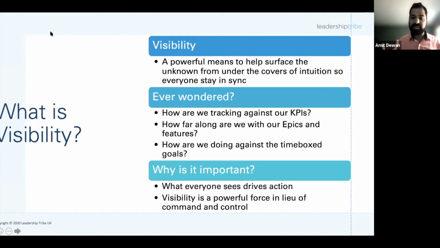So as a team, we're delivering one common goal. So again, visibility drives that action. And visibility is an important, again, powerful force in lieu of command and control. Again, you don't want a scrum master or a manager or someone telling you what to do.